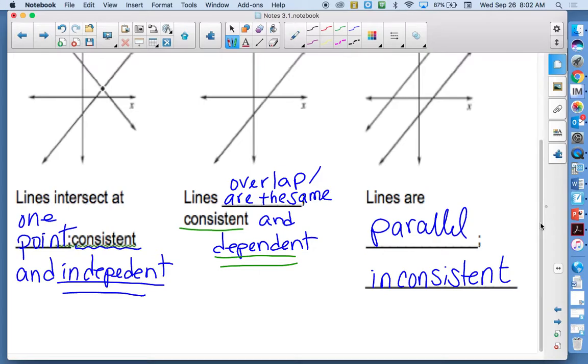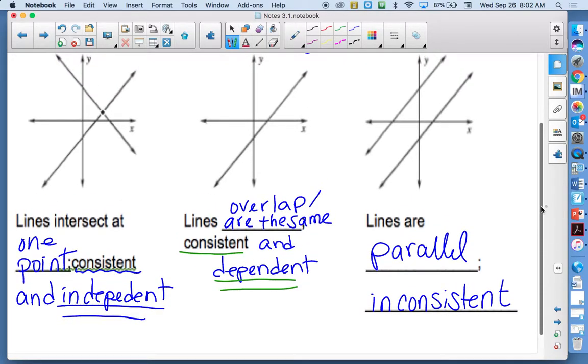And then the last option we talked about on the front page is when we have parallel lines and there are no solutions. So consistent means there's an answer. If it's independent, we have one answer. If it's dependent, we have multiple answers.